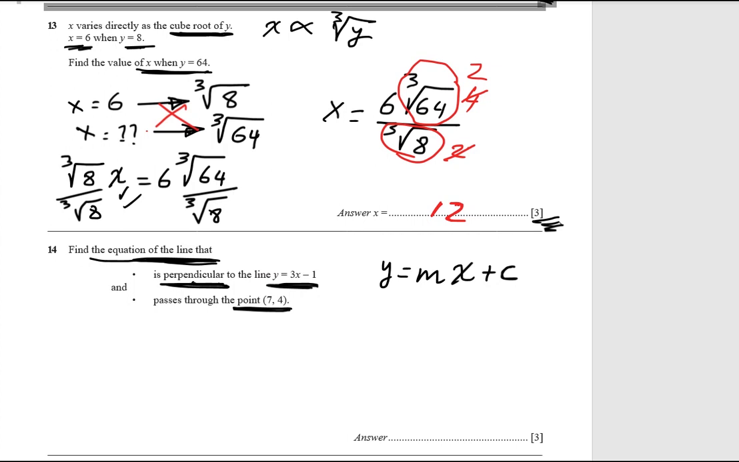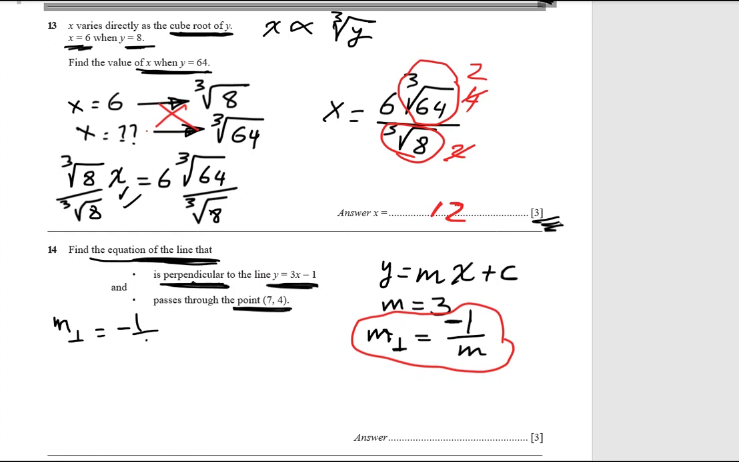According to the line y equals 3x minus 1, the slope of this line, m, is equal to 3. What is the perpendicular slope to this line? The perpendicular slope is equal to minus 1 over m. This is very important, an equation that you need to memorize all the time: the slope perpendicular to the line is equal to minus 1 over the slope of the line. So now the slope of the perpendicular is equal to minus 1 over 3.